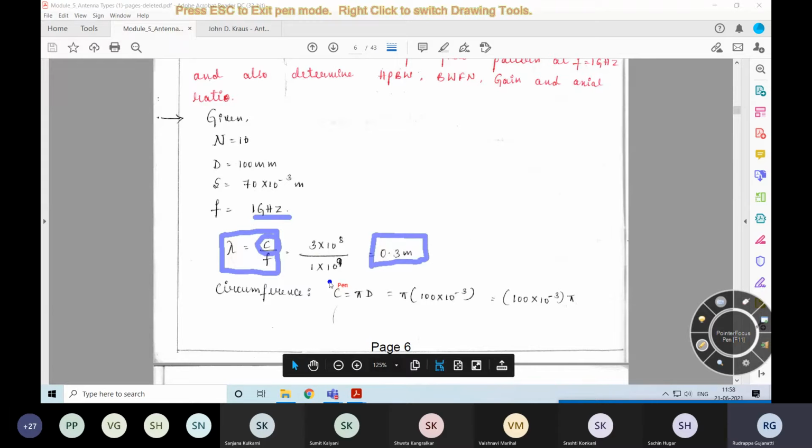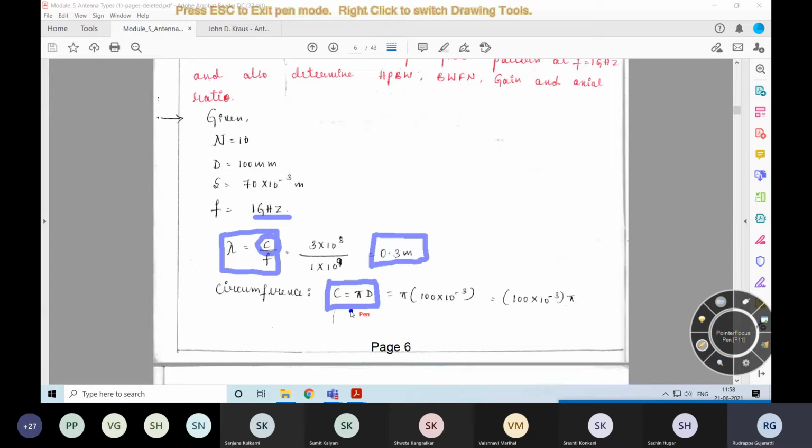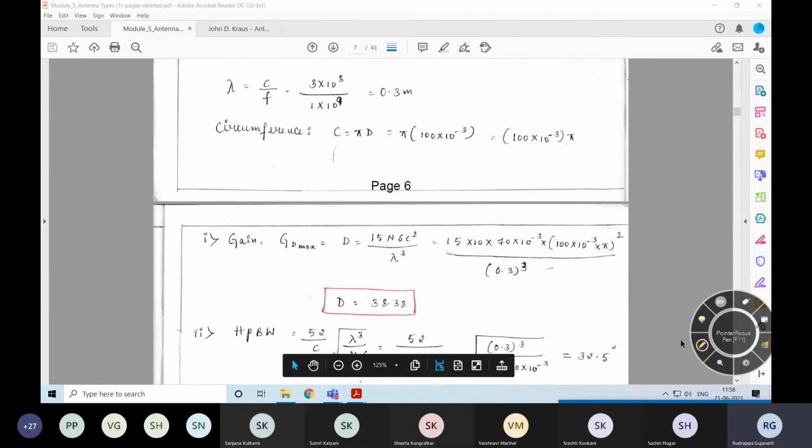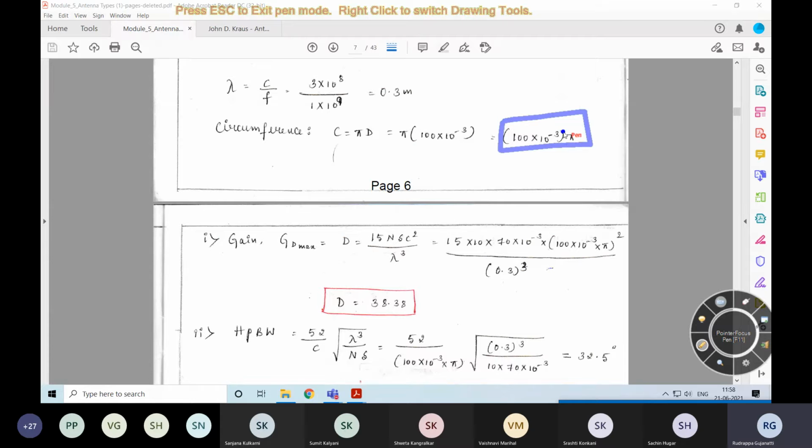Next, what is the circumference? That is the capital C, what we observe for the helical antenna. The circumference is given by pi into the diameter parameter. So when we substitute it, we obtain the value which is 100 milli into pi.